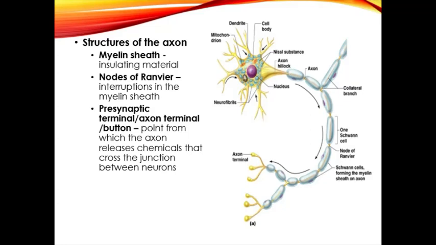Presynaptic terminal, axon button or axon terminal button, is the point from which the axon releases chemicals that cross the junction between neurons. So, itong axon terminal, nakikita nyo dyan sa pinakababa, connected dyan sa dendrite ng another neuron.